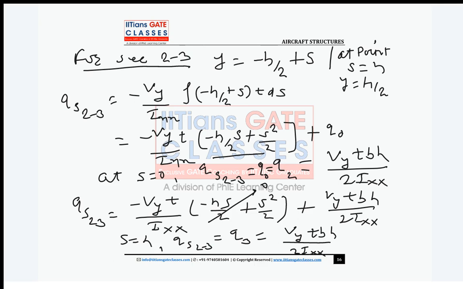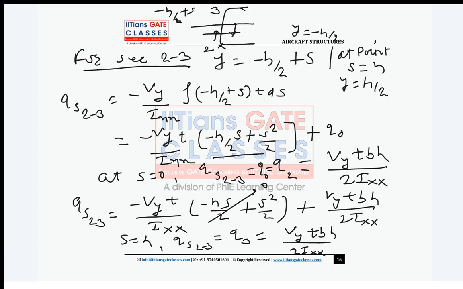Mr. Abhishek, see, if you take the section 2 to 3, right? Let me draw here. What is the Y value at 2? Minus H by 2, right? Now your S is increasing, right? From 2 to 3, right? Now if you take a section here, what will be the Y value? It will be minus H by 2 plus S, right?